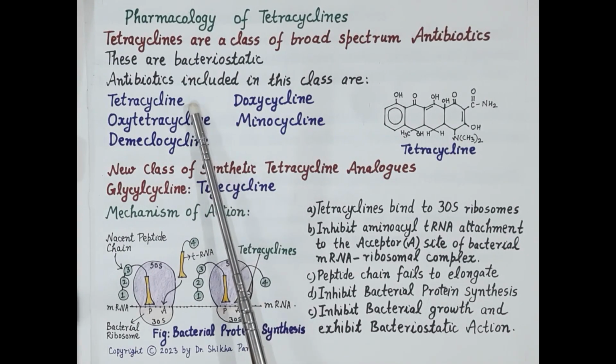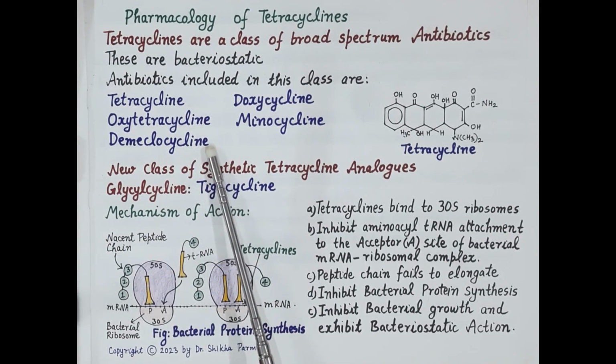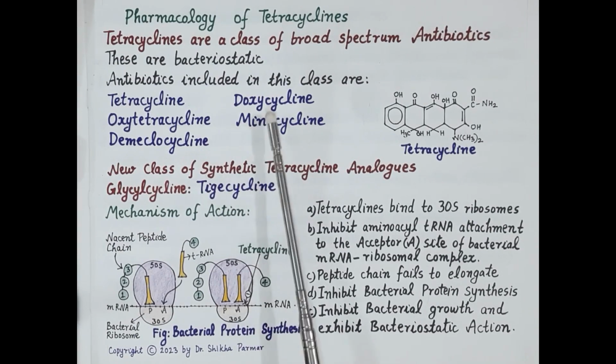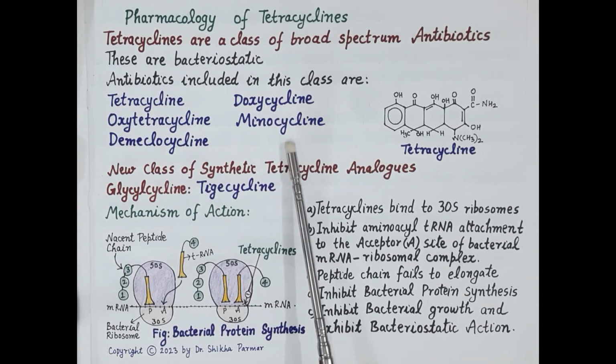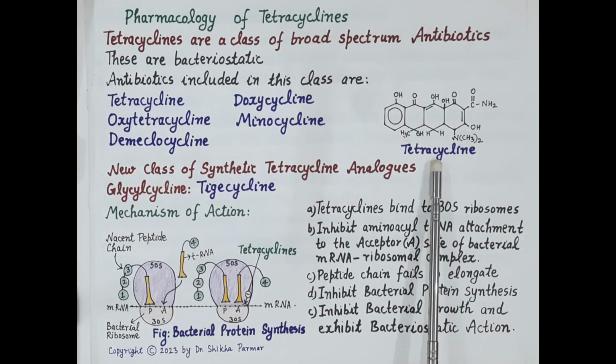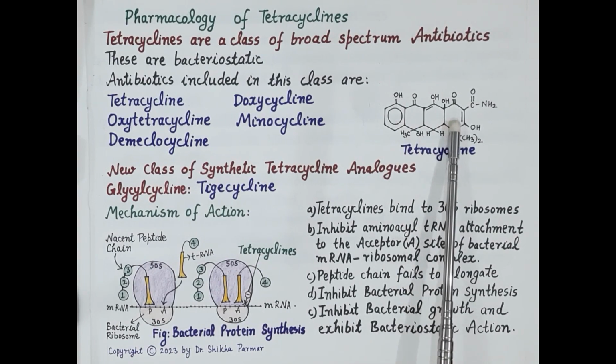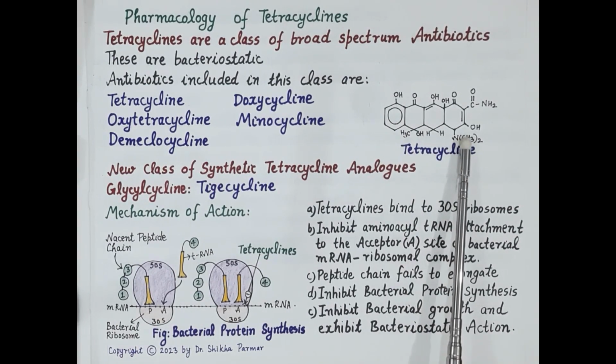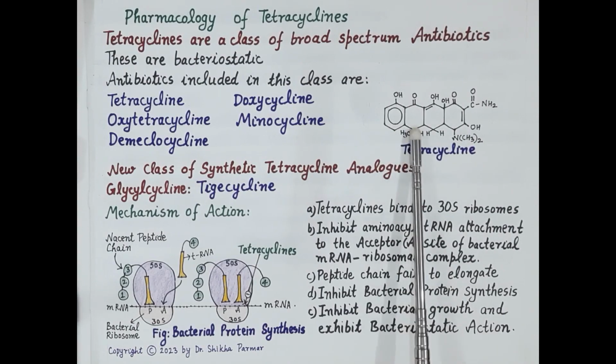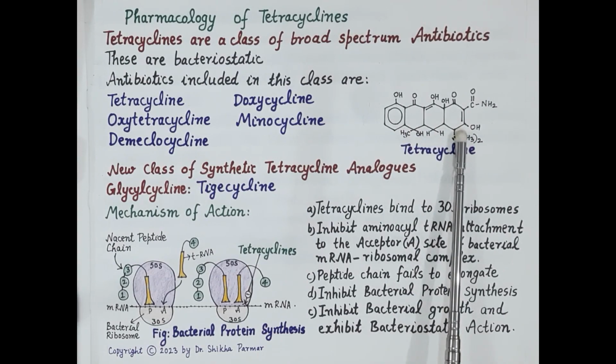So the first member is tetracycline, then oxytetracycline, demeclocycline. These belong to the first generation of tetracyclines. Then doxycycline, minocycline, these belong to the second generation of tetracyclines. Now look at this figure. This is the structure of tetracycline. The basic nucleus of all these antibiotics consists of 4 fused cyclic rings.